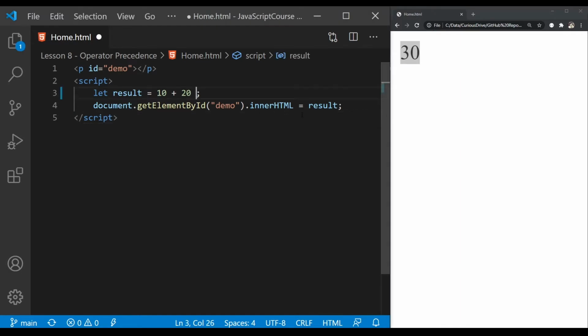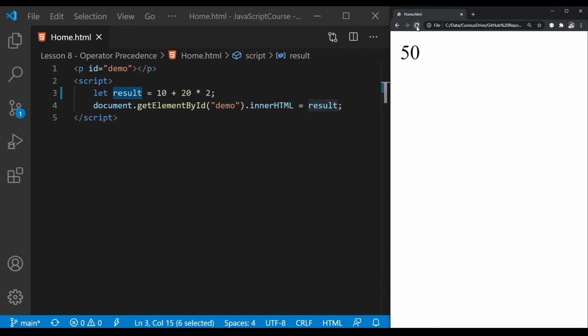If I multiply this expression by 2, then is the multiplication going to happen first or the addition is going to happen first? If the multiplication happens first, that means 20 into 2, that makes it 40 plus 10, result is going to be 50. But if the addition happens first, then 10 plus 20 multiply by 2 is going to make the results 60. If I refresh the page, it's going to print 50. That means multiplication is going to happen first.